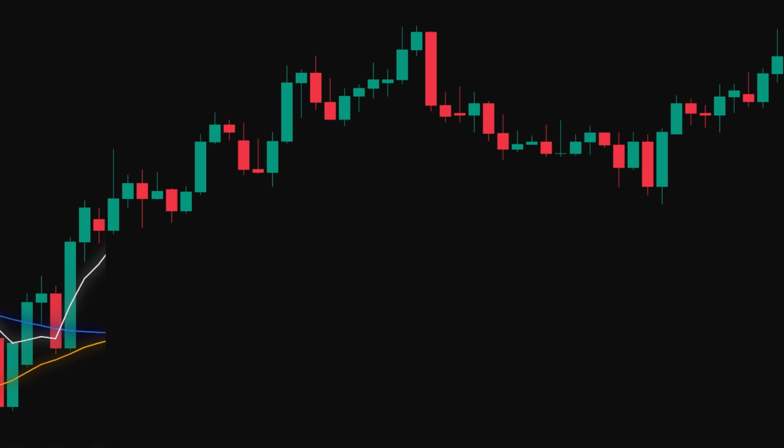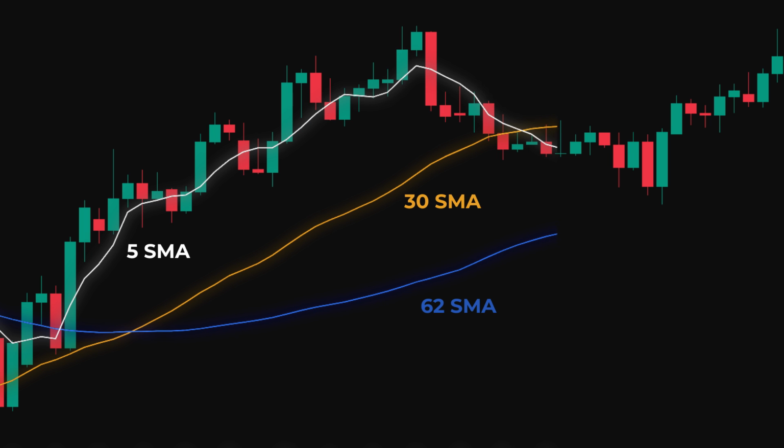On this chart, we've plotted 3 different SMAs on the daily chart of GBPUSD. As you can see, the longer the SMA period, the more it lags behind the price. Notice that the 62 SMA is further away from the current price than the 30 and the 5 SMAs.